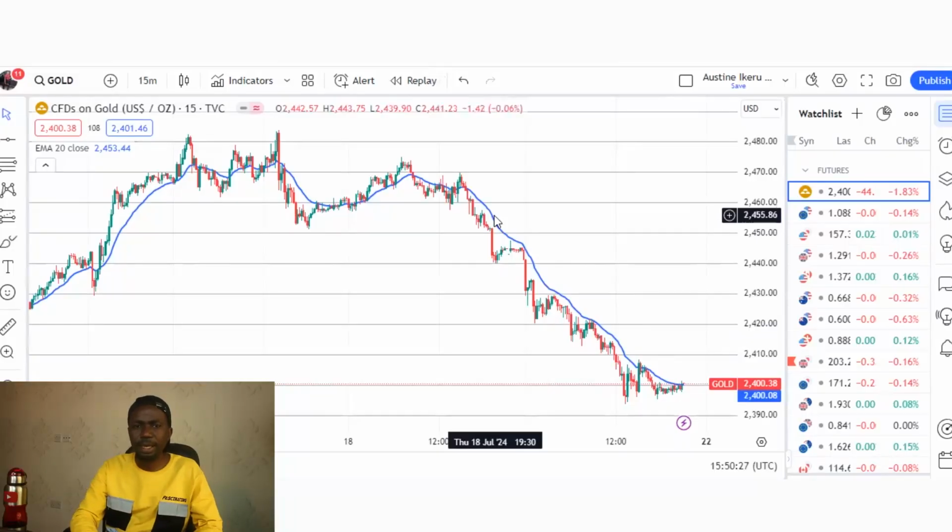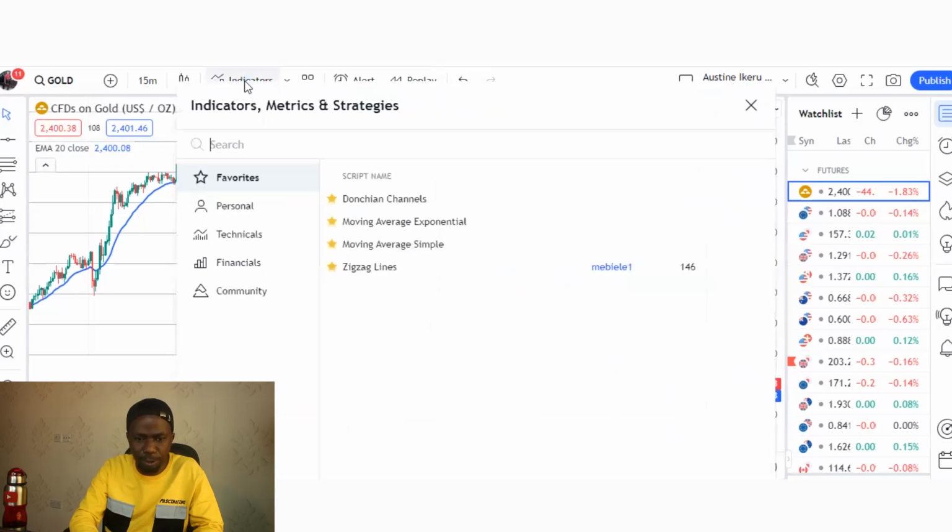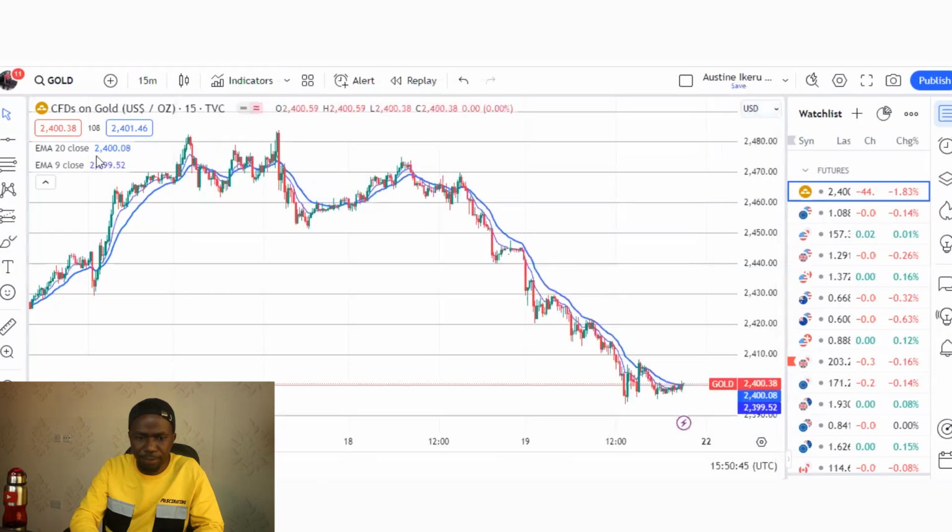Then this strategy again can be used as a crossover. So for you to implement the crossover strategy, you can use two moving averages, right? Now we have the first moving average and it's set to 20. We can now go back to the indicator and plot out our second moving average and set it to 50.